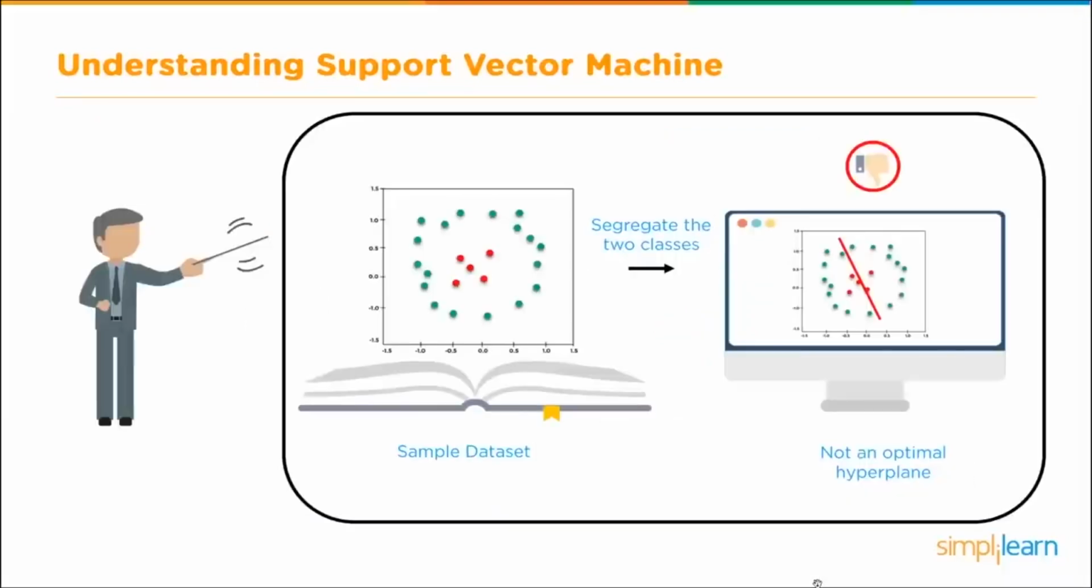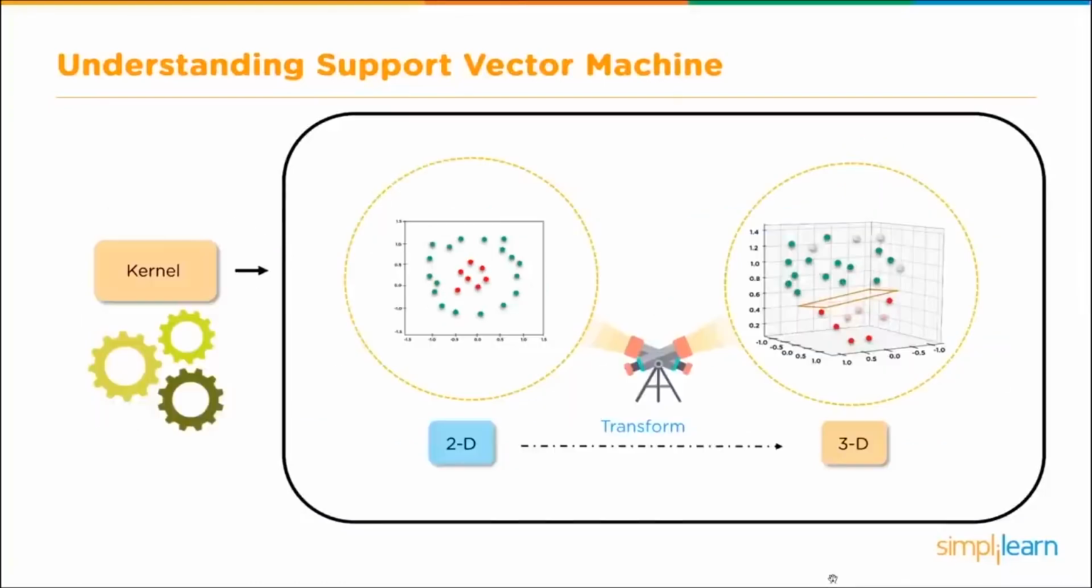In this case, we're going to segregate the two classes. We have our sample data set, and if you draw a line through it, it's obviously not an optimal hyperplane in there. So to do that, we need to transfer the 2D to a 3D array. And when you translate it into a three-dimensional array using the kernel, you can see where you can place a hyperplane right through it and easily split the data.